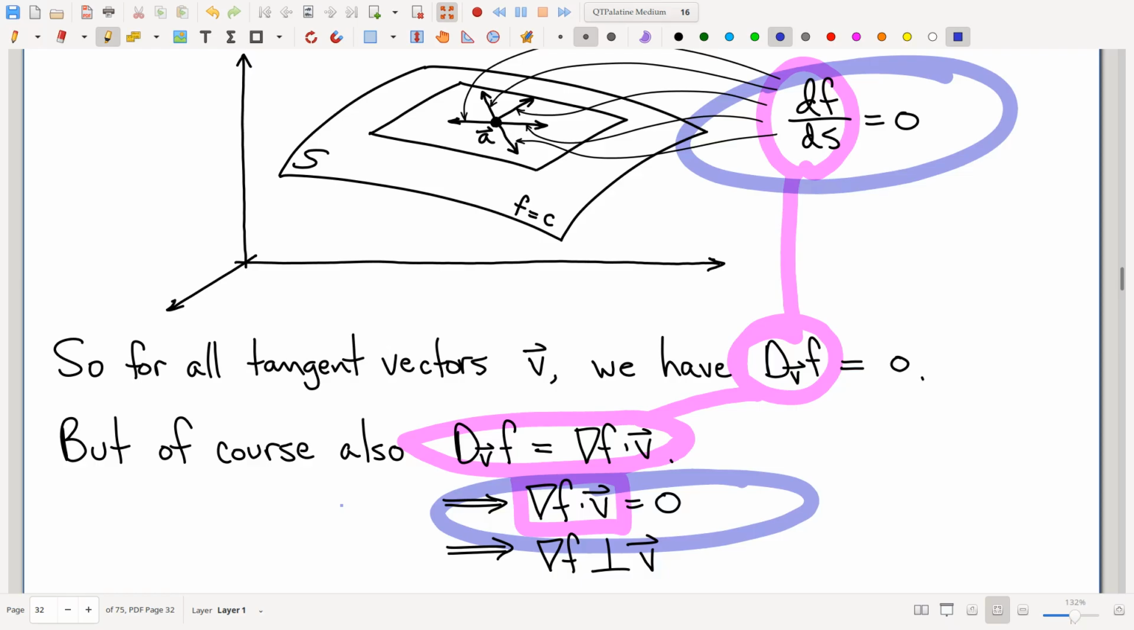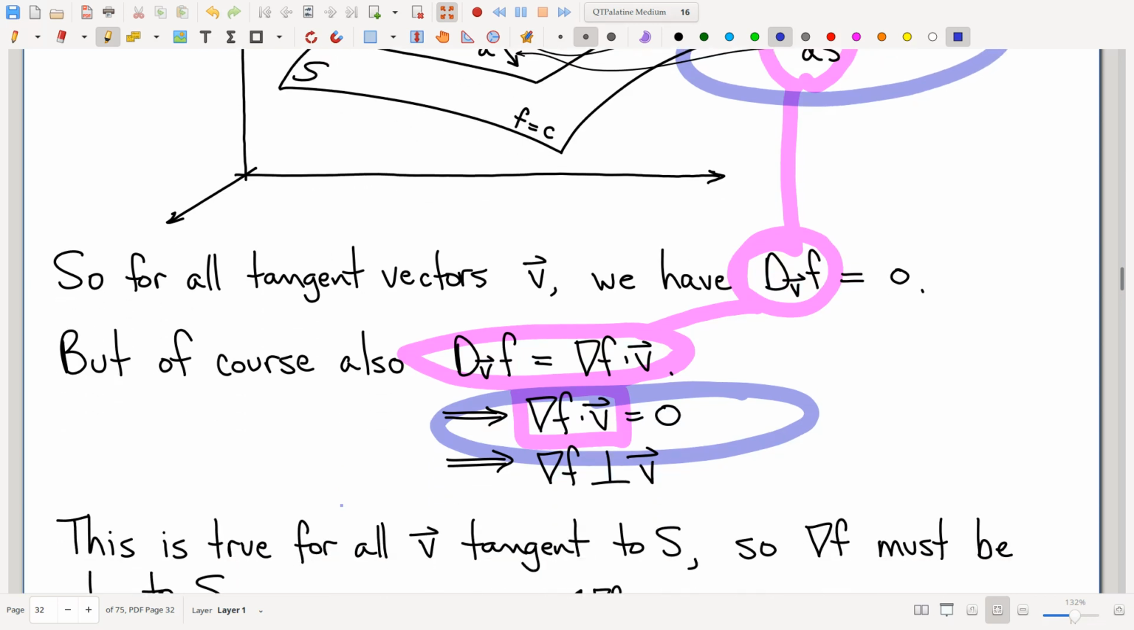Knee-jerk reaction, I hope, when you see that a dot product is 0, the first thing you should think is: assuming one of those isn't the 0 vector, those two vectors are perpendicular, and just to get all of the possibilities in one word, they're orthogonal.